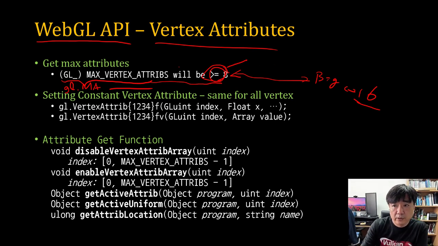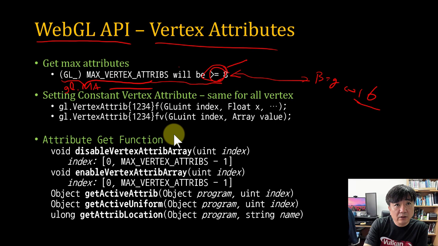Then we can set the value of a vertex attribute with vertexAttrib 1, 2, 3, 4. You choose the index, and then set the value. With vertexAttrib2f there are 2 parameters, 3 has 3 values, for example X, Y, Z, and 4 uses X, Y, Z, W. If the function takes an array vector, in that case only an array value is used as the parameter of the vertex attribute function. I will explain again, so don't worry about that.